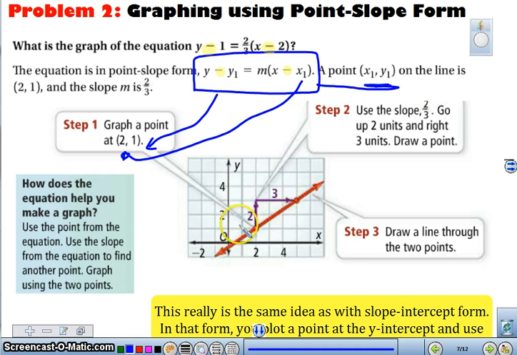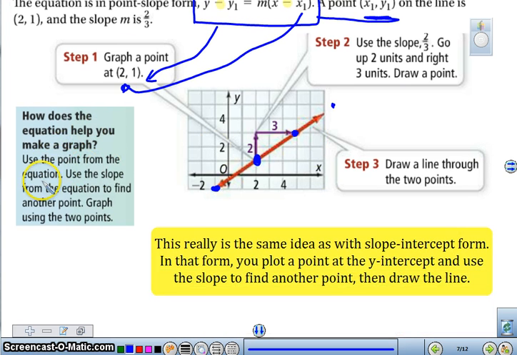Next, this is your starting point. We start at 2, 1, and then we go back to using our slope again. Rise of 2, run of 3. We cannot go up 2 and over 3 and stay on our graph, so we could go down 2, that's negative 2 going down, and back 3, negative 3, and now we can draw our line.